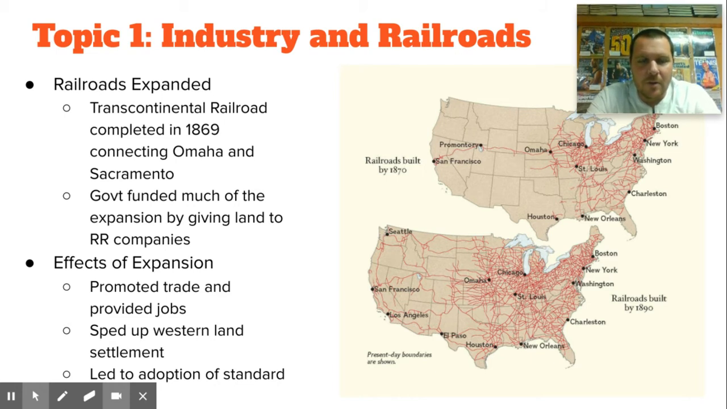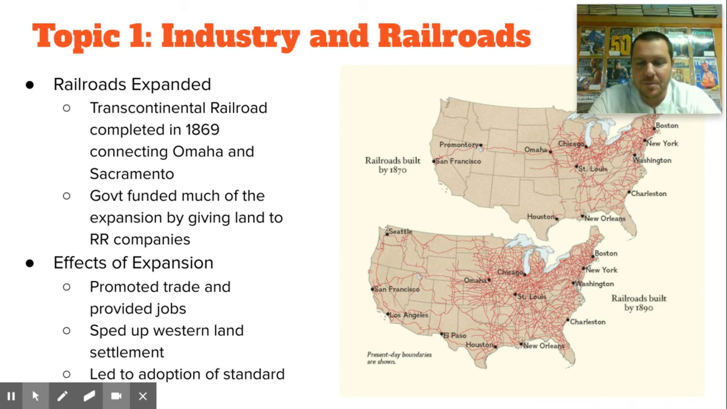But over there on the left, railroads expanding. The Transcontinental Railroad, which is this railroad built right here to Omaha. It was completed in 1869, officially linking the West and the East Coasts in the United States. One thing that you want to pay particular attention to is the second bullet point over here, where it says the government funded much of the expansion by giving land to railroad companies.